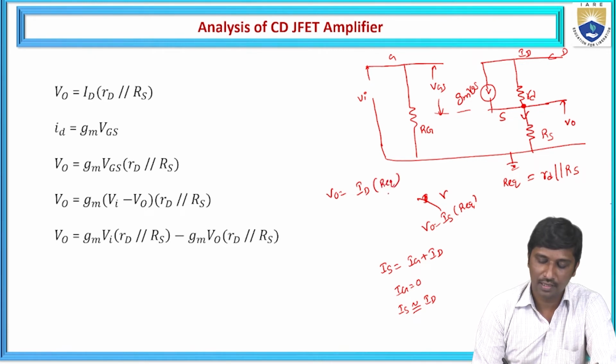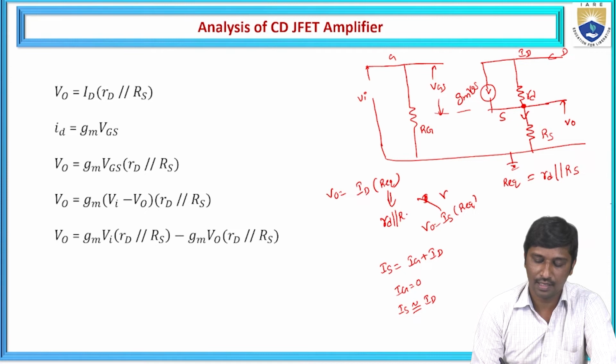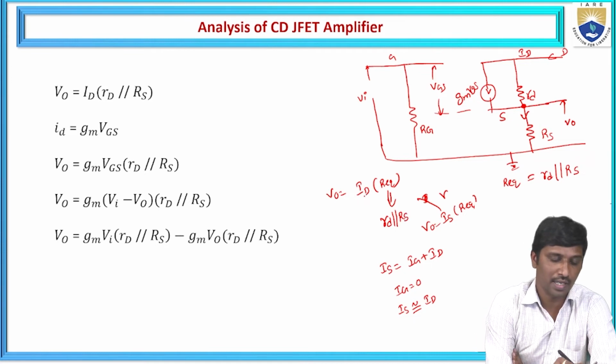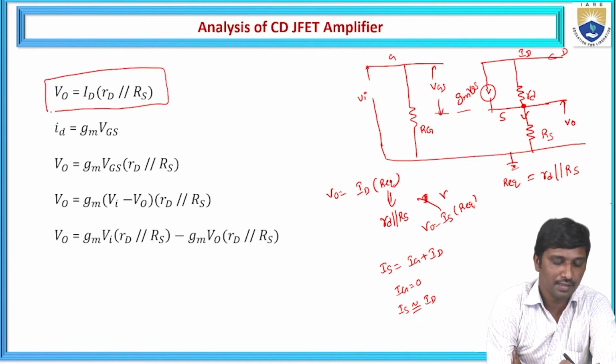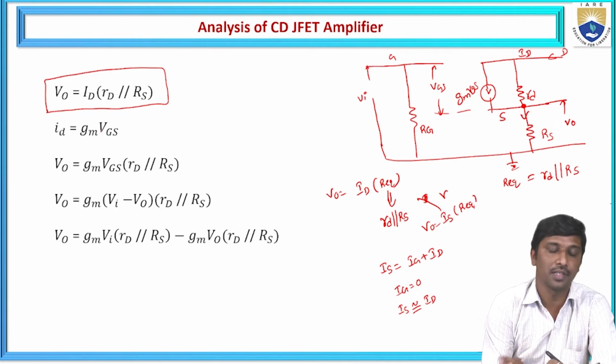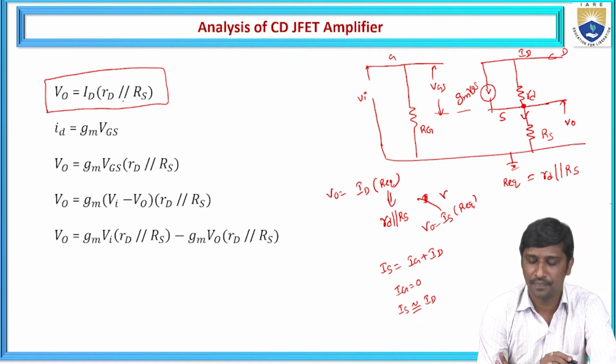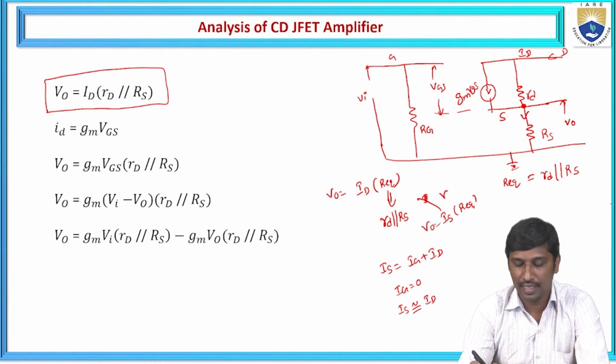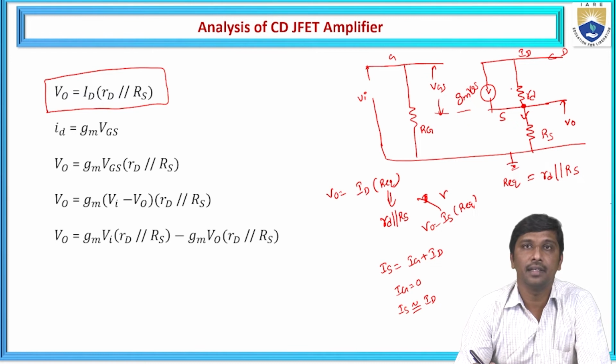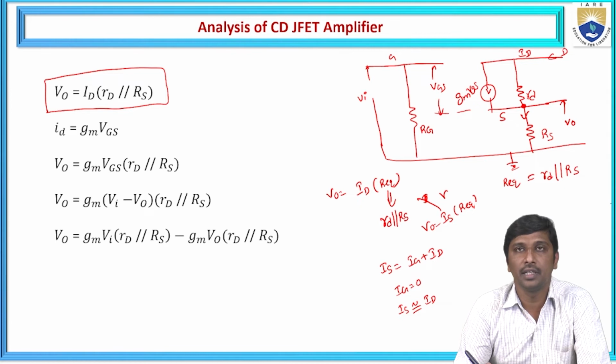So, what is R equivalent? This R equivalent is nothing but the parallel combination of the internal drain resistance and the external load resistance, that is RS. So hence, from this circuit, V naught is represented as ID times RD in parallel with RS. Now let us consider again, to allow the maximum current, whatever current is generated across a FET, we need to allow it to the load side.